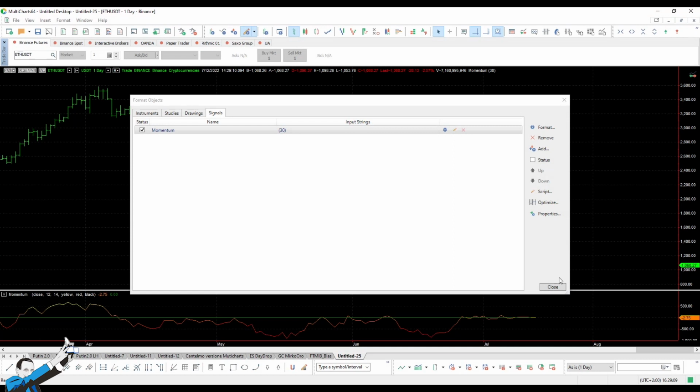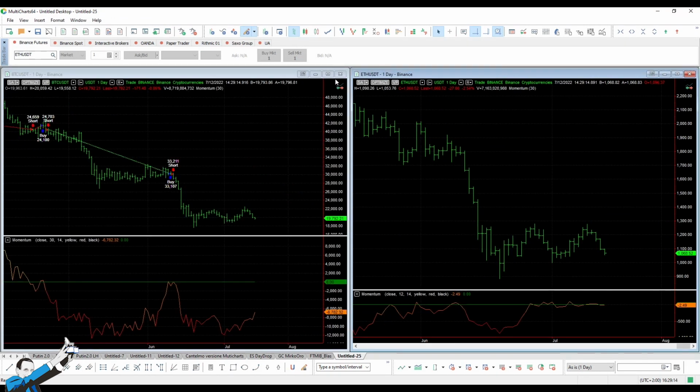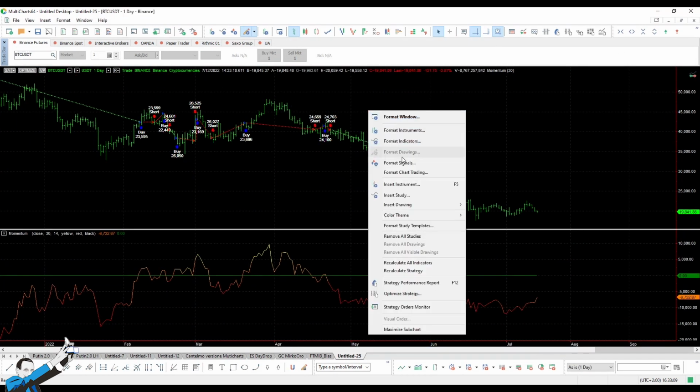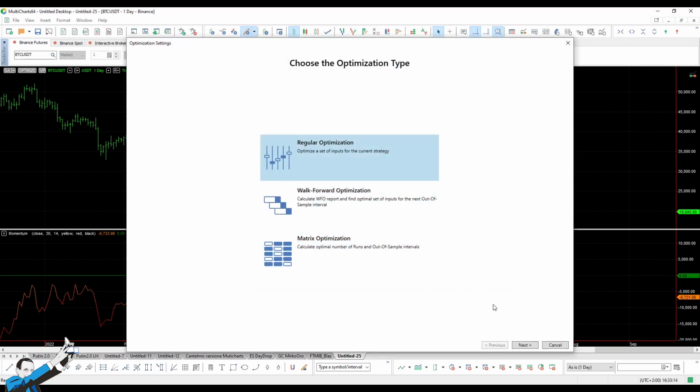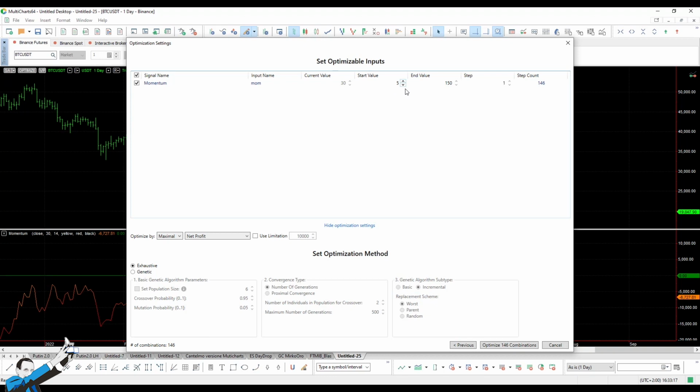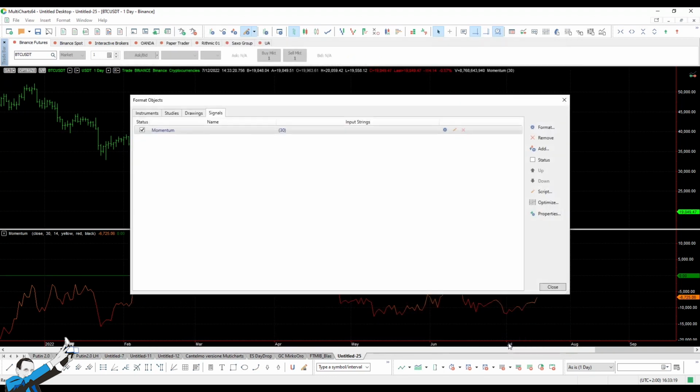That said, let's do the same analysis on Bitcoin as well. So let's go back to the initial chart and run the same optimization. Now let's vary the momentum period from a value of 5 to a value of 150 in steps of 1. Okay, let's launch it and wait for the running time of MultiCharts.